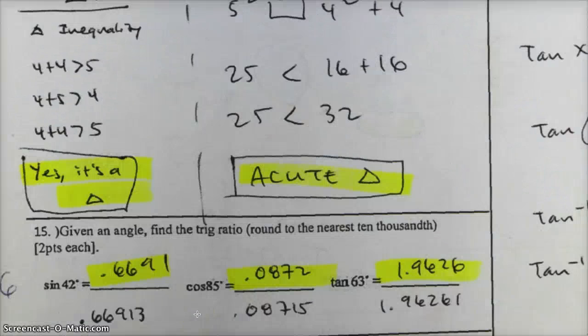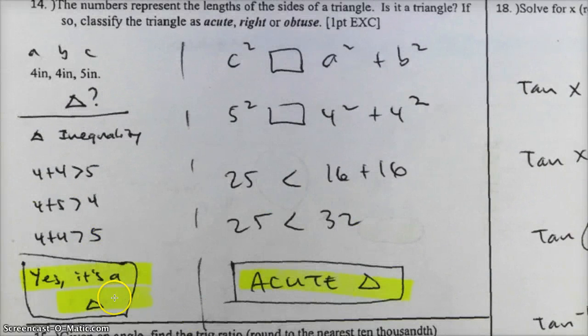Question number, backside on number 14. This was an extra credit question. The numbers represent the lengths of the sides of a triangle. Is it a triangle? If so, classify the triangle as acute, right, or obtuse. I made it worth 1 point extra credit.